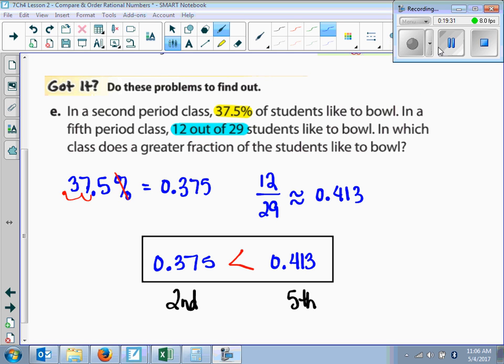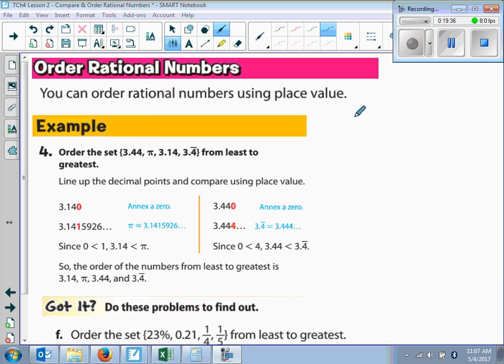All right, so now we're going to order rational numbers. In other words, we're going to put them in order. Now we're not going to say, oh, I'll have this rational number, please. No, we're going to put them in order. Okay? So you can order rational numbers using place value, which is pretty much what we just did with the last example.